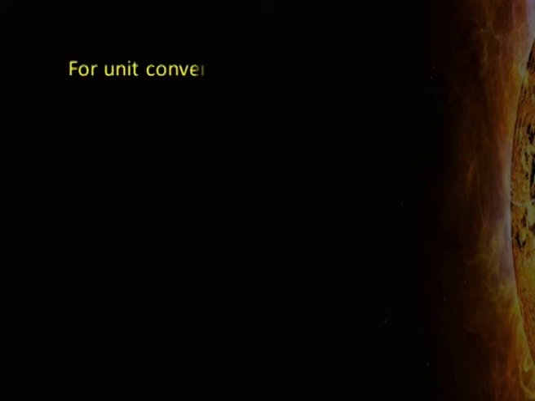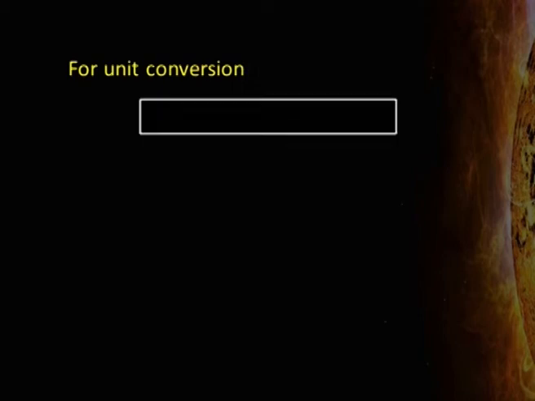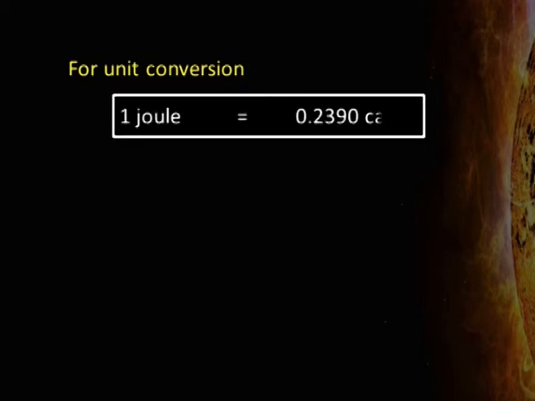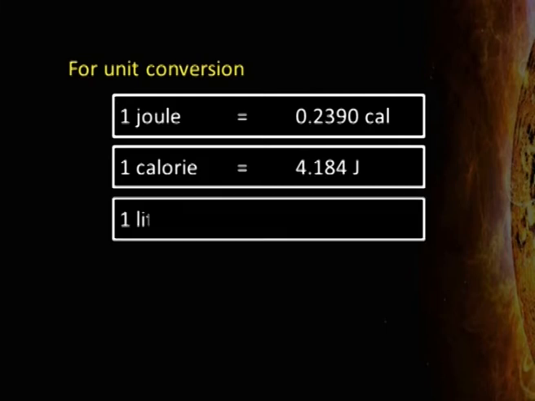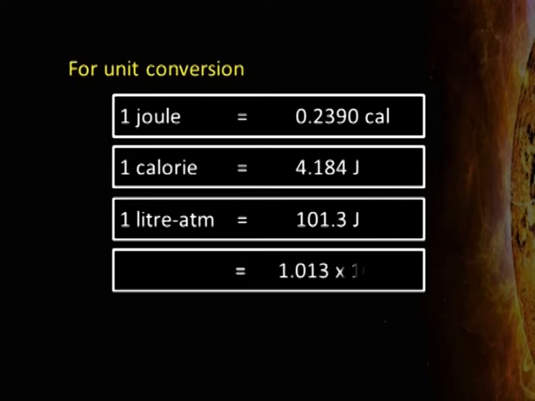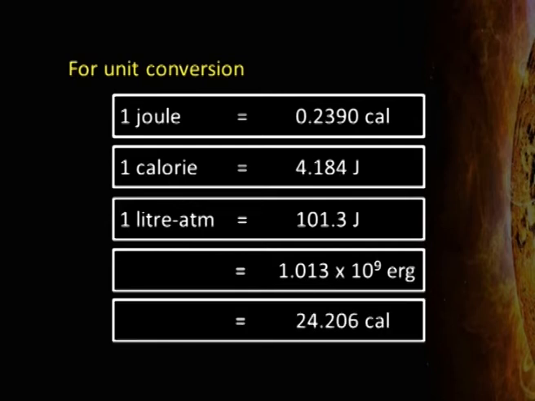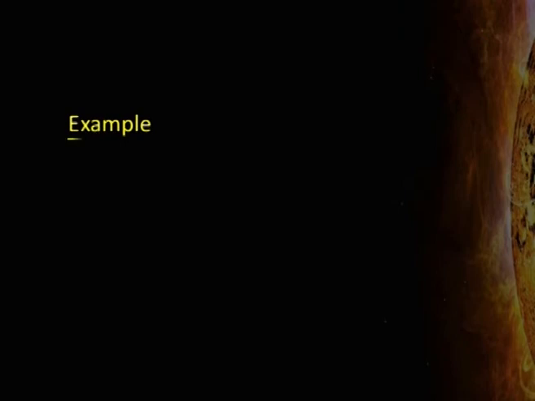For unit conversions, you must remember that 1 joule is equal to 0.2390 calories. 1 calorie is equal to 4.184 joules, and 1 liter atmosphere is equal to 101.3 joules, 1.013 into 10 to the power 9 ergs, and also 24.206 calories. There is another example to calculate the work of expansion.